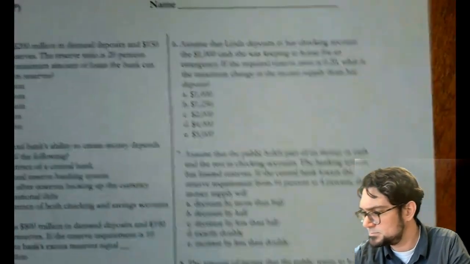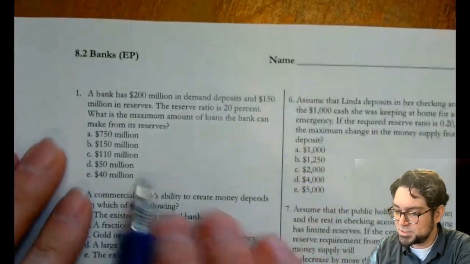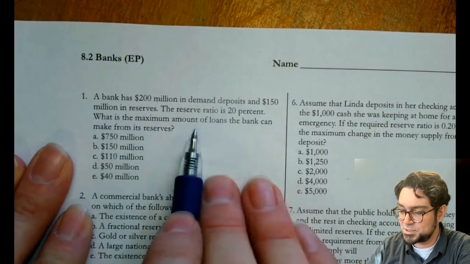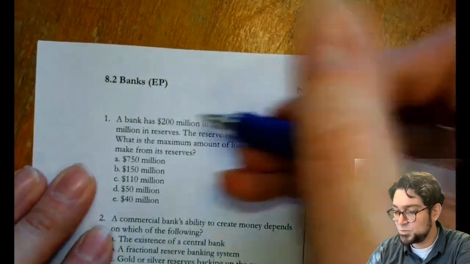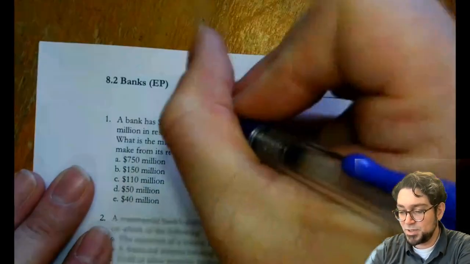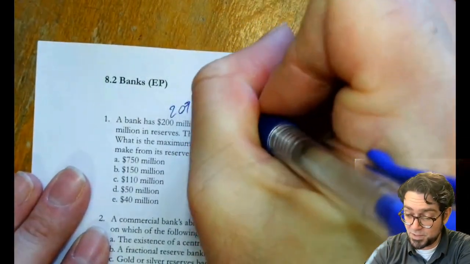Let's take a look at these multiple choice questions. Okay. Number 1, a bank has 200 million in demand deposits and 150 million in reserves. The reserve ratio is 20%. What's the maximum amount they can lend? So they have to keep 20% of 200. 20% of that would be, 10% is 20. So they have to keep 40 million.